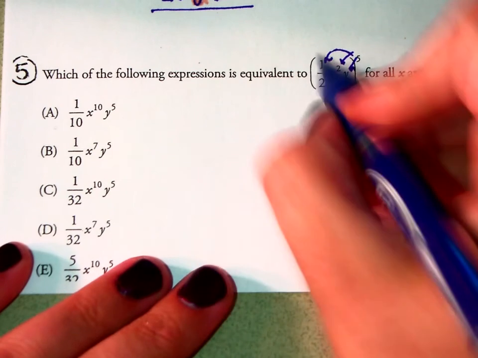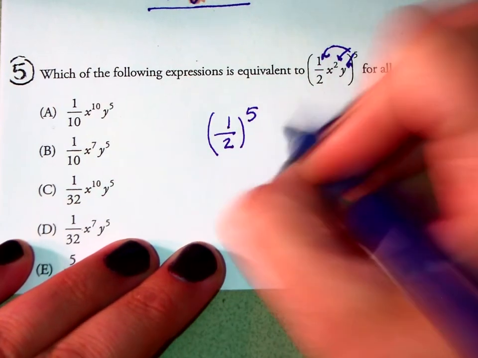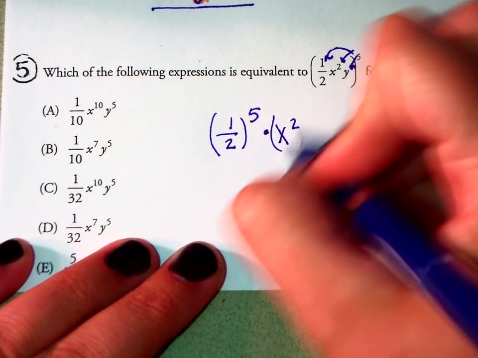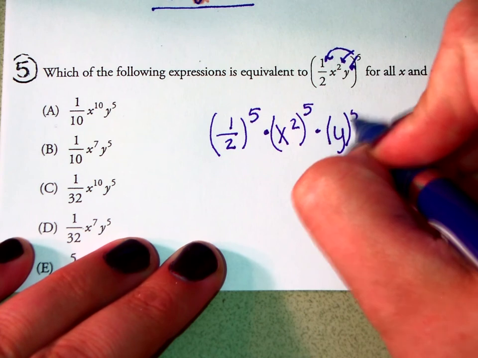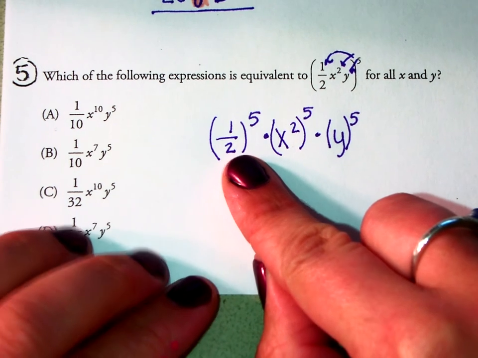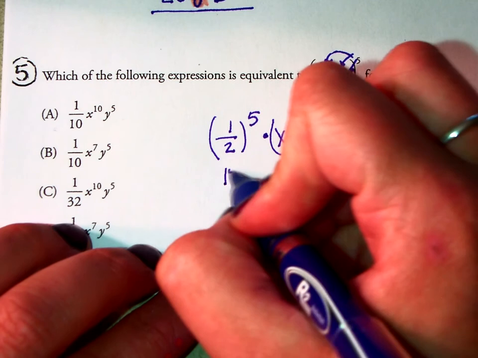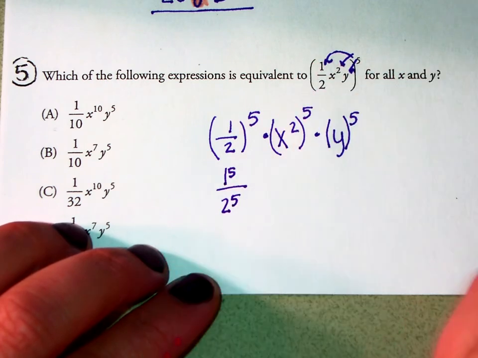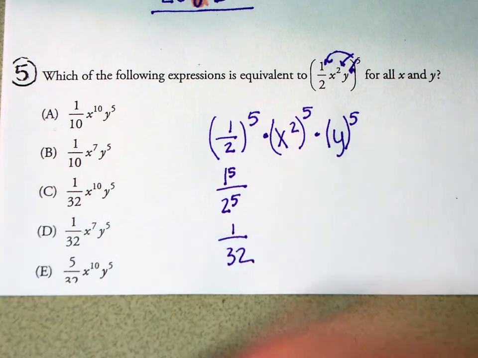So let's separate it. I know that this is 1/2 raised to the 5 times x squared raised to the 5 times y to the 1st raised to the 5. Break it up, okay? If it looks hard, break it apart. Make it easier. So when I'm raising a fraction to a power, I distribute the power to the top and to the bottom. So this now becomes 1 to the 5th over 2 to the 5th. Okay, we can continue to simplify if we want to. I know 1 to the 5th is 1, 2 to the 5th is 32. So I have 1 over 32.